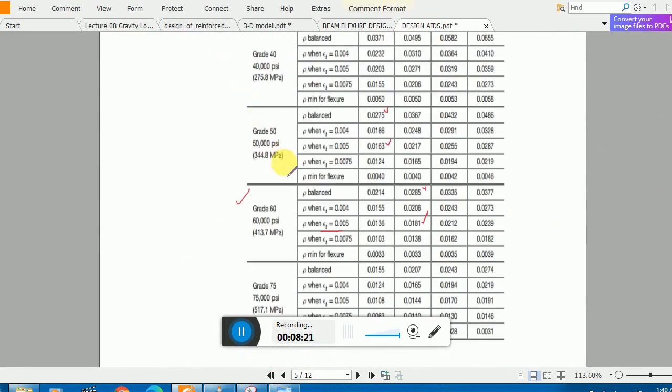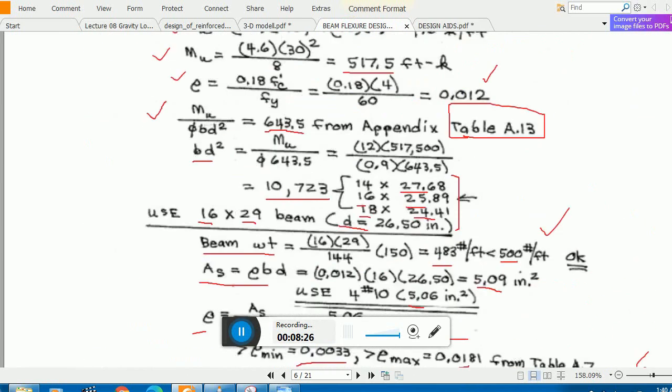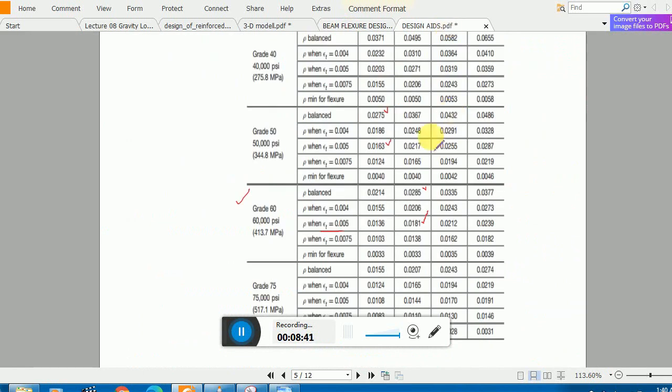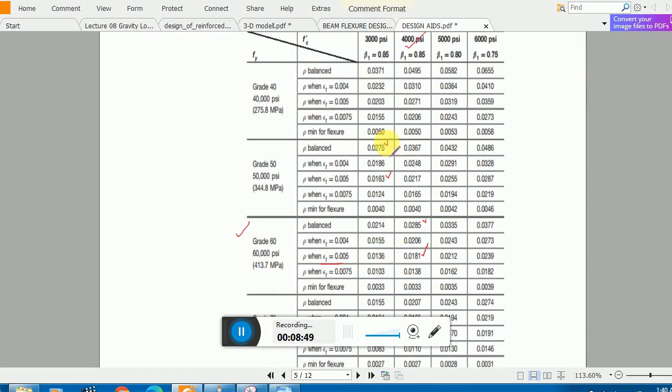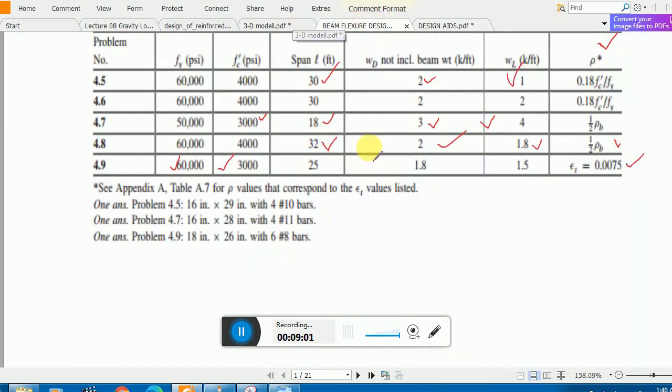Here is my table, this one. And again, let me check which steel they are using. So here 60,000 and 3,000, remember, 60,000 and 3,000. And the epsilon t value is 0.0075. Let me check here. Yes, 60,000 and 3,000. So here you see the epsilon t value 0.0075, so I have to use this rho. This is my rho value, clear.